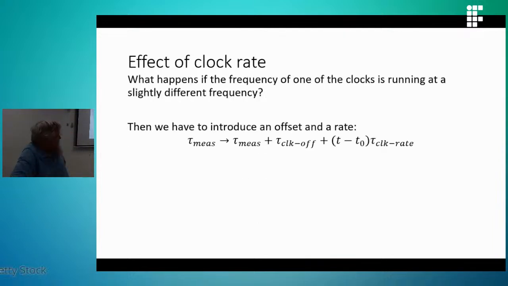And in that case, what I do then is I have a term where I have the offset, and then I have this clock rate term. So here I just have a straight line for the variation in the clocks.